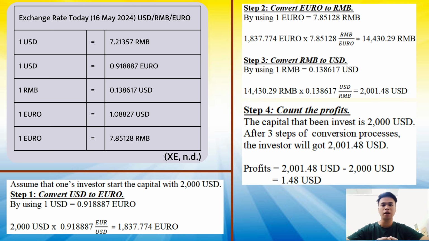Then we use the value and subtract the capital, and we get around 1.48 USD. Therefore, the execution of triangular arbitrage with a beginning of 2000 USD as capital has grown by 1.48 USD profit without risk. This shows that arbitrage opportunities still exist even though the profit margin is low.